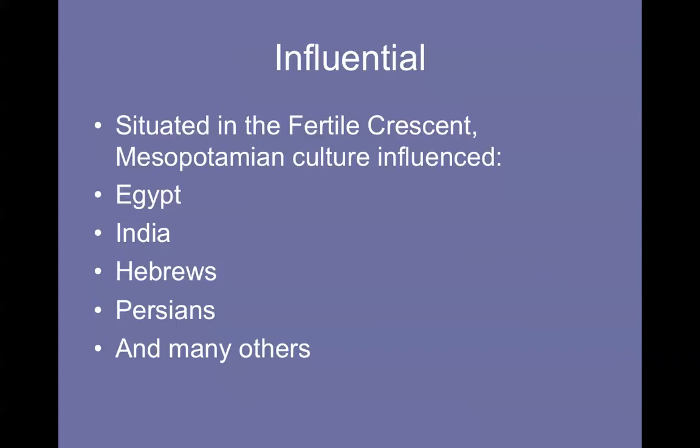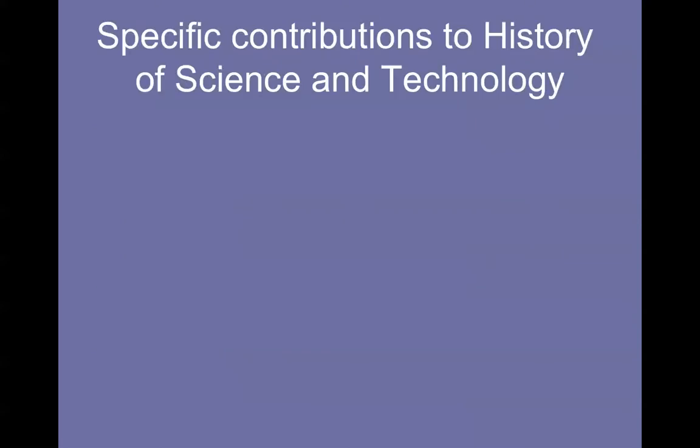Abraham maybe came from one of the city-states of Mesopotamia, the city-state of Uruk or Ur. And many others are going to be influenced by these peoples living here. So what kind of specific contributions to the history of science and to the history of technology do they make?